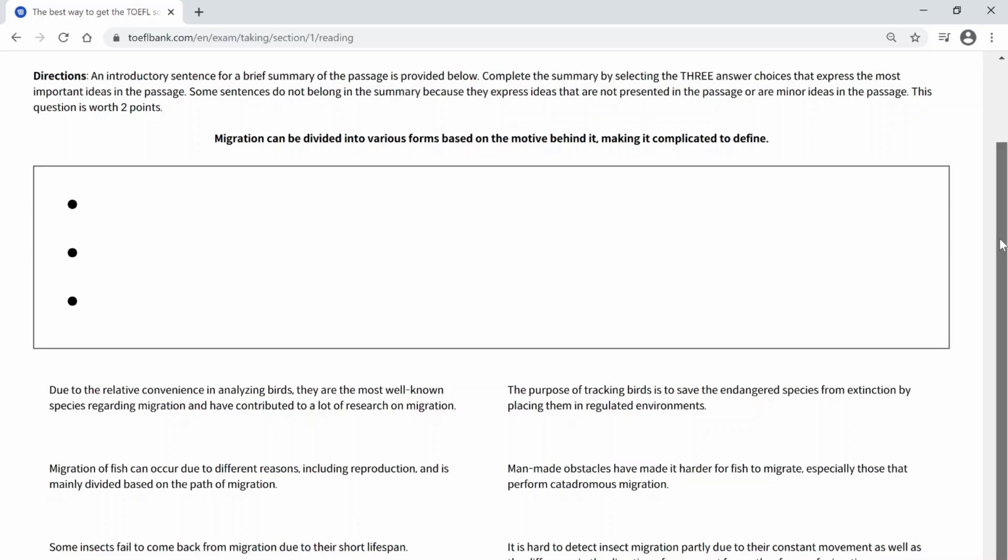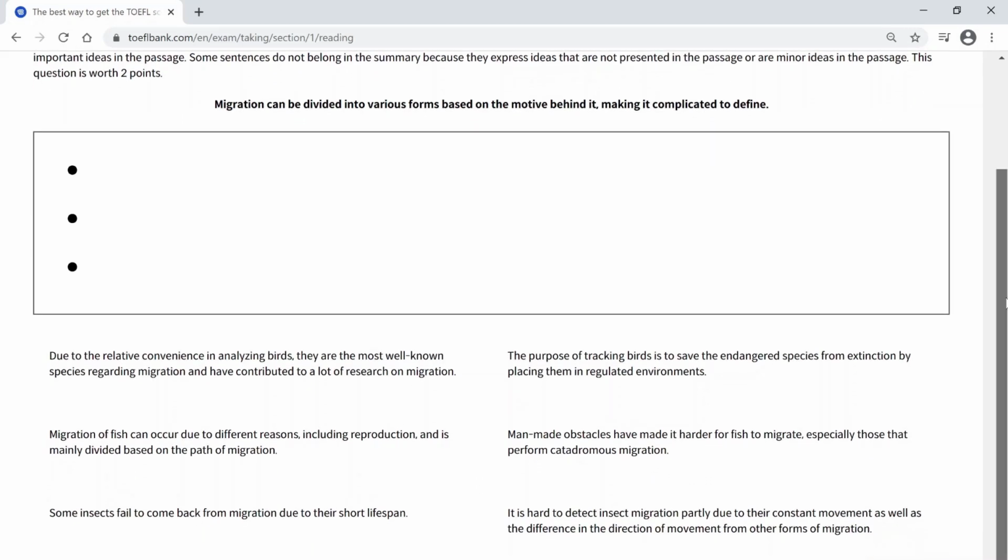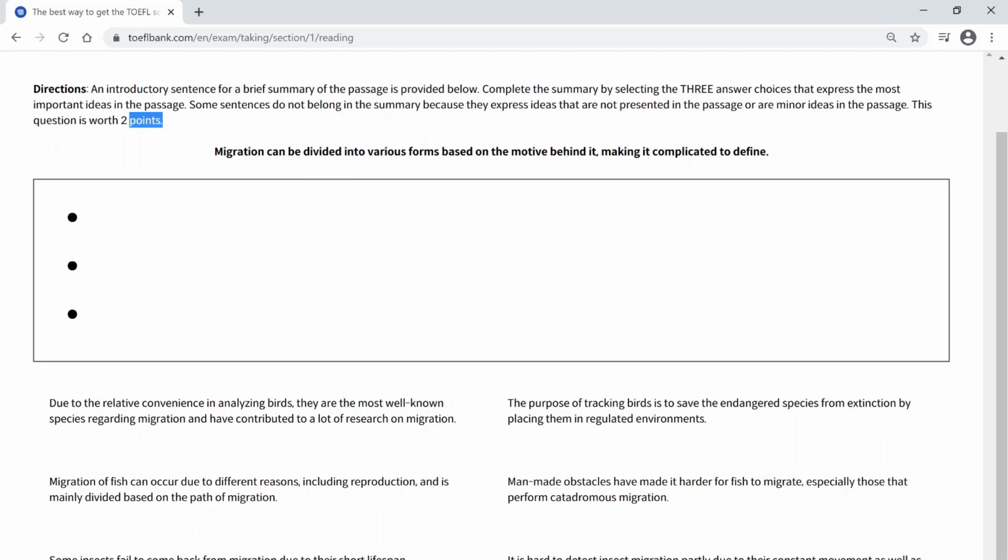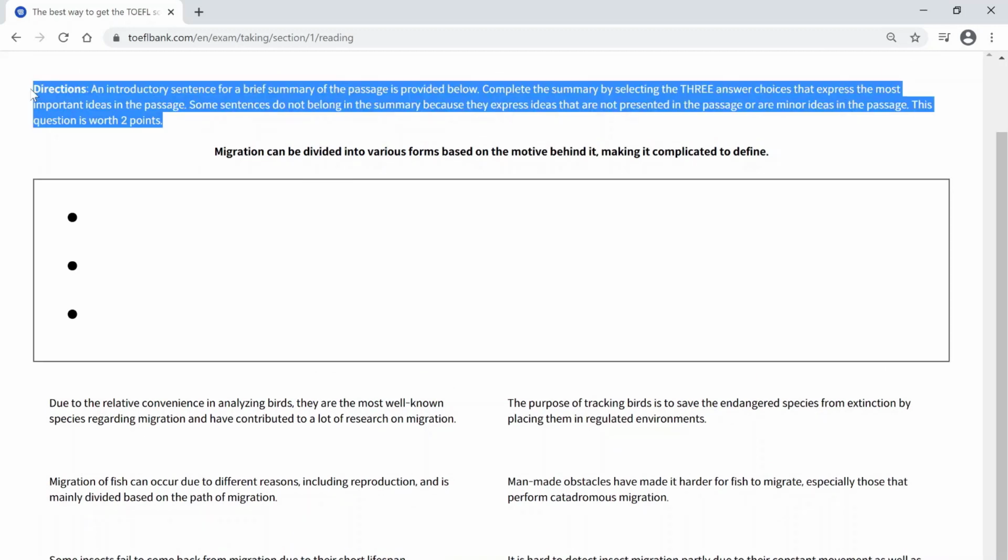This is the direction and answer choices. I didn't even read the direction because they are always the same. Don't read it if you know what it's about. Now let's talk about the first step.